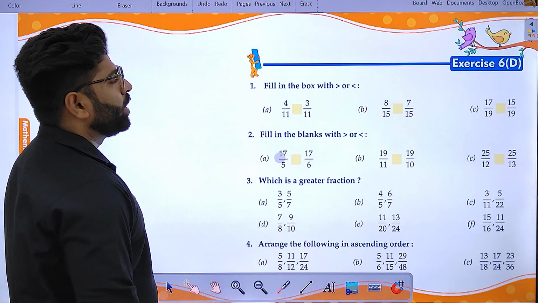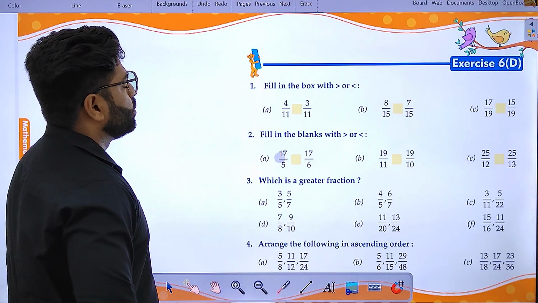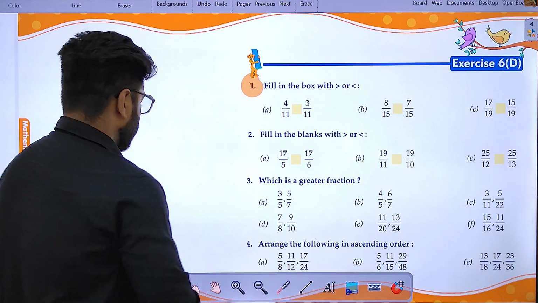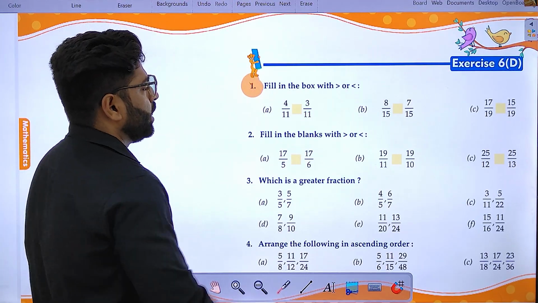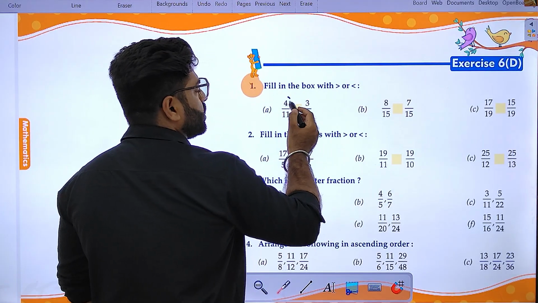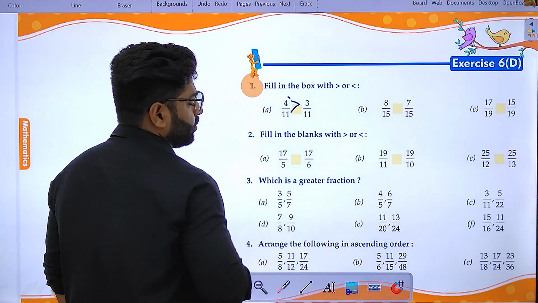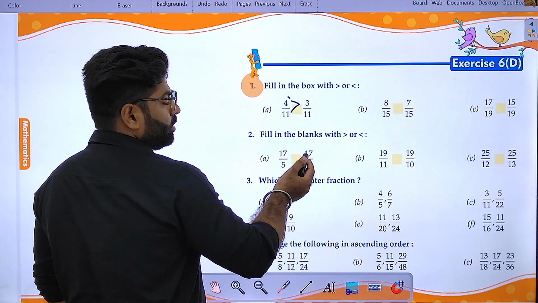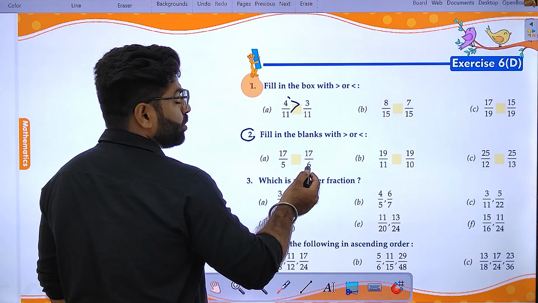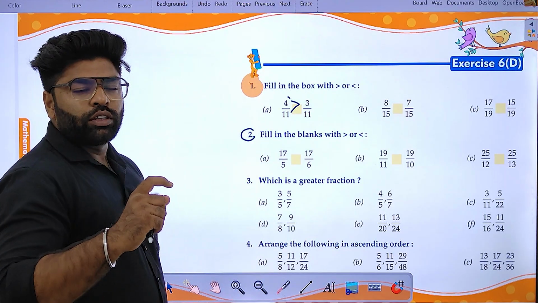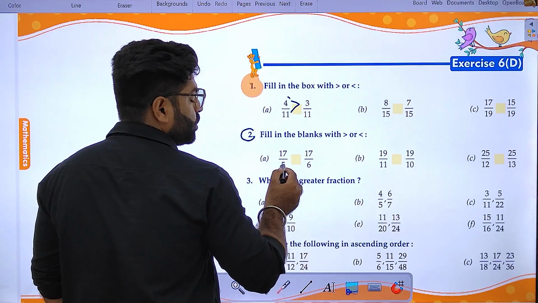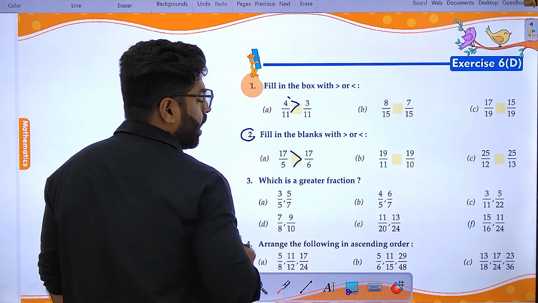Okay, now here we are having exercise 6D. So we are going to do the first part, that is fill in the box with greater than or less than sign. Here we are having the same denominator, so we will compare only numerators. So this is 4 and 3, so this is our greater one. In question number 2, we are having same numerator and different denominators. Whose denominator is lower, its value is higher. So here we are having 5 and 6, this denominator is lower, so its value is higher.